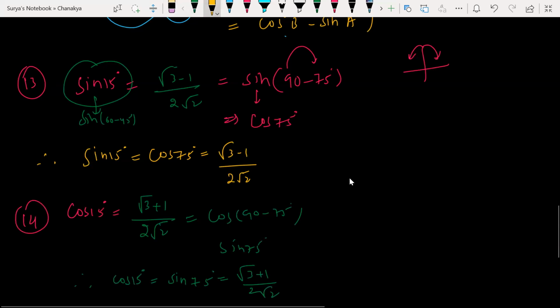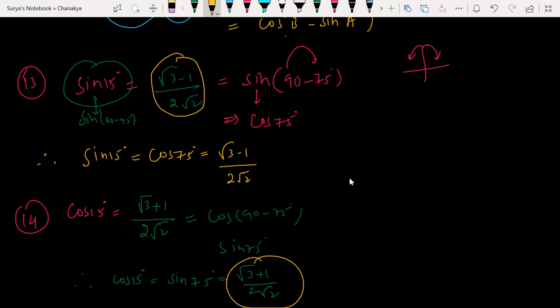Guys, let me tell you a trick. Sine 15 is root 3 minus 1 divided by 2 root 2. Cos 15 is the same with plus. I told you, sine has minus here and cos has plus. Very simple. Okay?